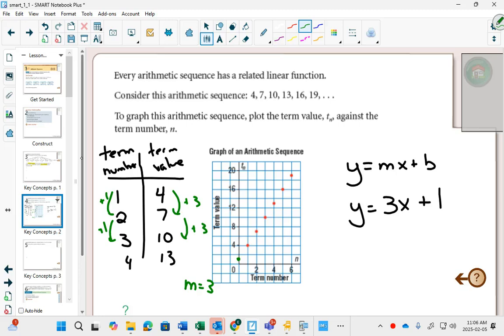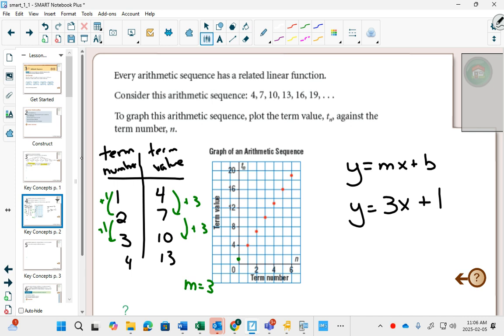Now, the difference between a line and a sequence is a sequence is only the dots, whereas a line has everything included in between. Like, in the line, you're allowed to plug in 2.2, but there is no term 2.2. So our notation changes a little bit when we talk about sequences.